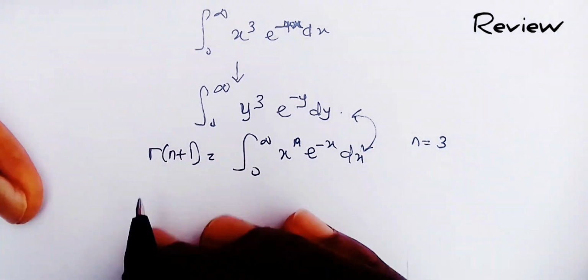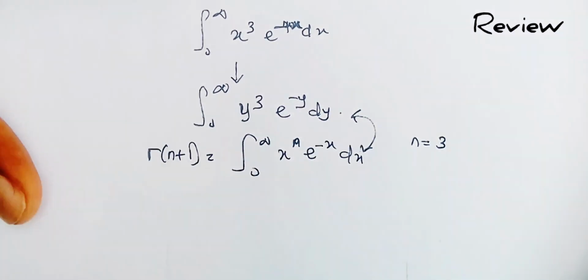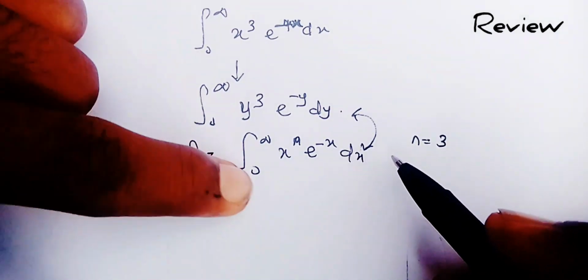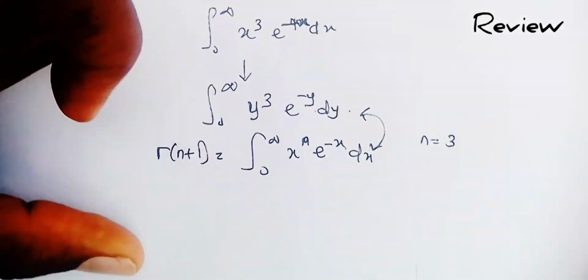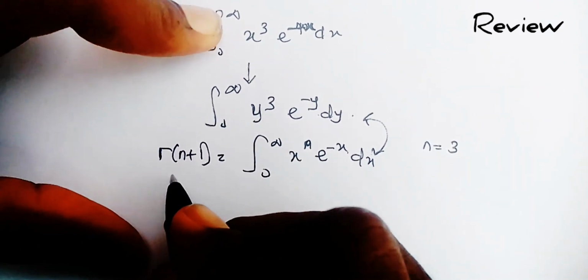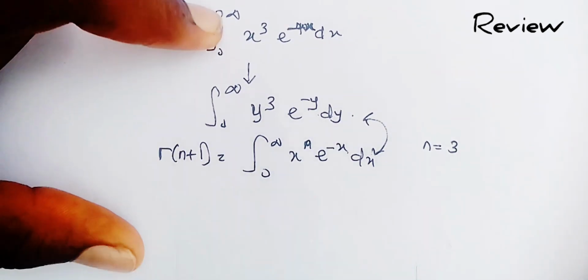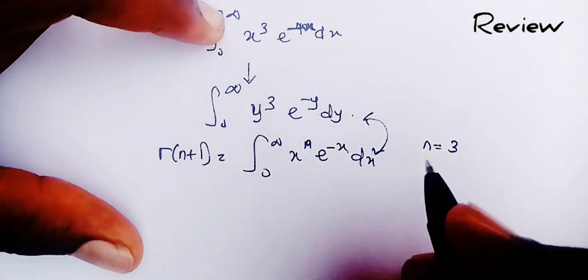Now don't look at it there and say, okay, this one is y, this one is x. No, they're actually the same thing, because I'm just trying to relate or compare them together, because this one is having a single variable and this one is having a single variable. So we've related it to the original representation of the gamma function. So this is n equal to 3.